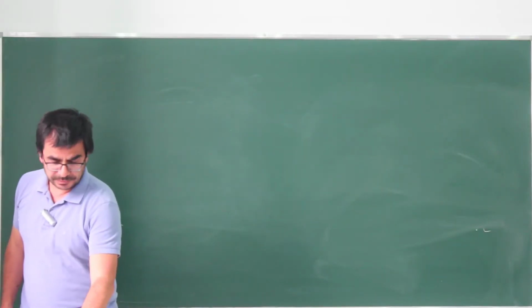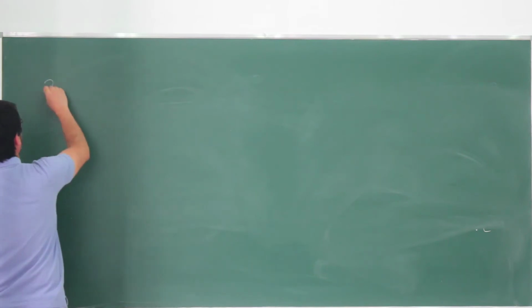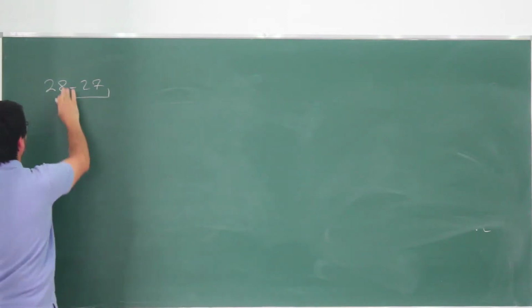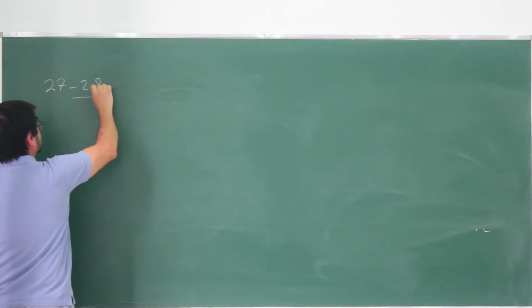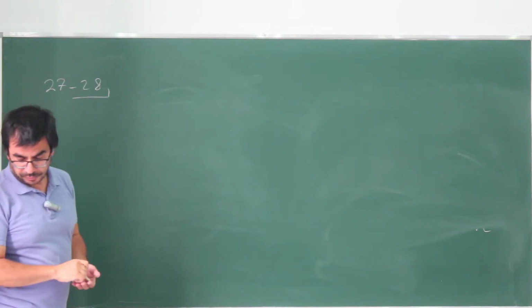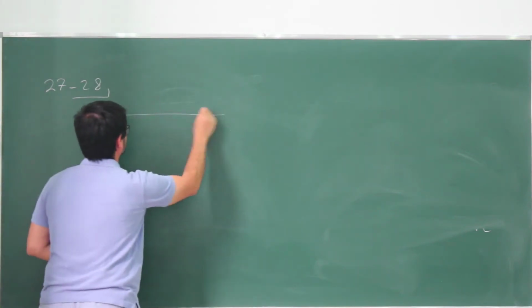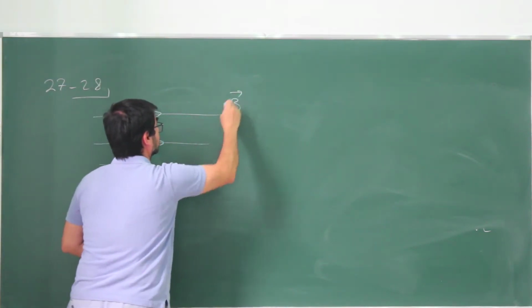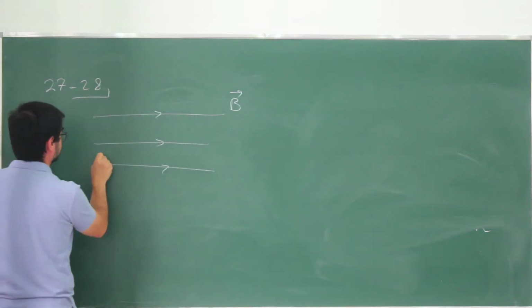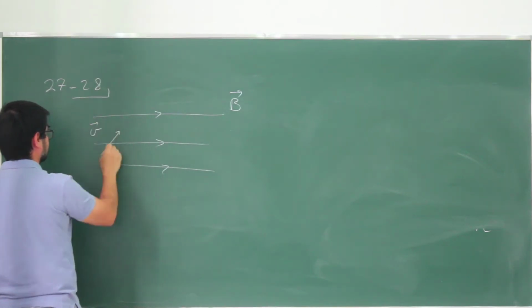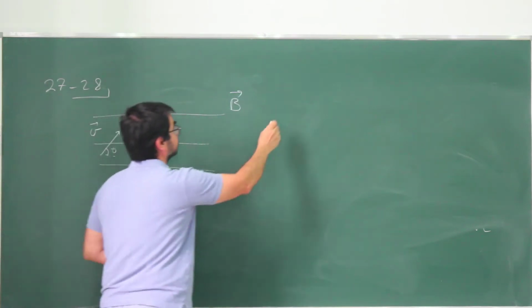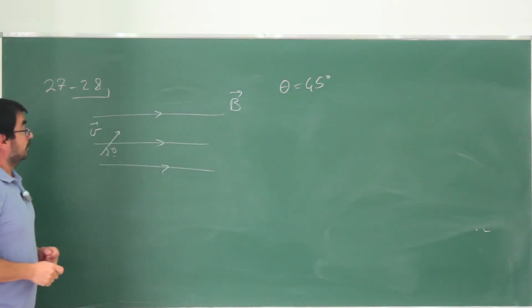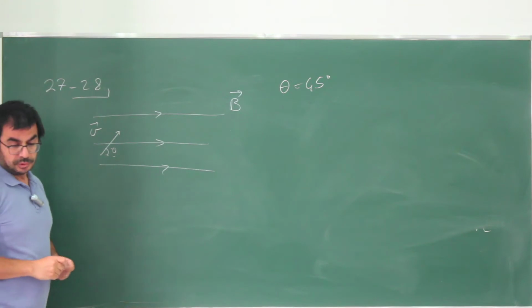Okay, so this is problem 27 from chapter 28. Sorry, the other way around: 28, problem 27-28. So here we have some uniform magnetic field. It's towards the right. And we have a particle that enters this field in the plane that makes an angle of 45 degrees. Right? And we are asked to determine certain parameters about this motion.